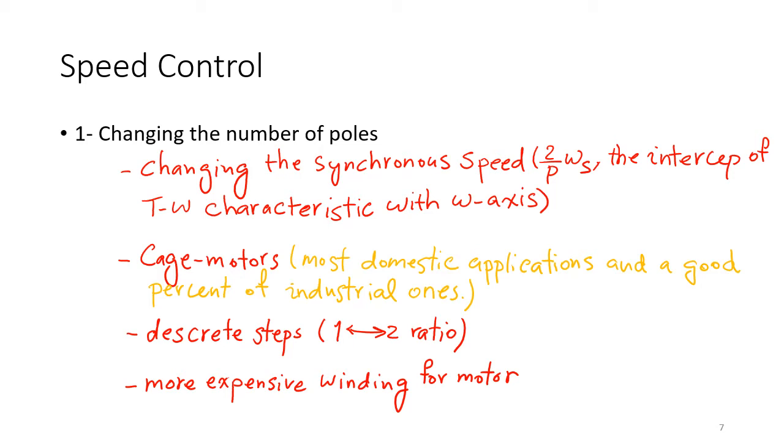The cage motors change speed in discrete steps. It doesn't mean that you can smoothly change to any speed you want. Usually you have two steps, for example, 4-pole or 8-pole. You can choose between the two of them. You cannot say, okay, I want to go to 0.5 poles. Usually just two steps in many practical cases, 4 and 8. So you don't have smooth control over the speed. You can just have two different speeds.